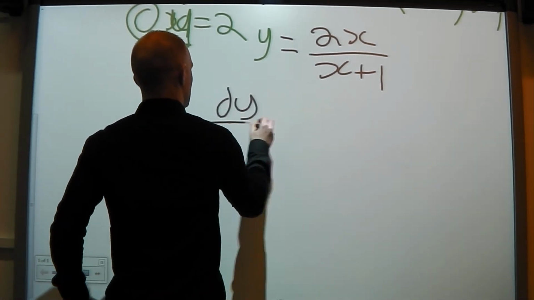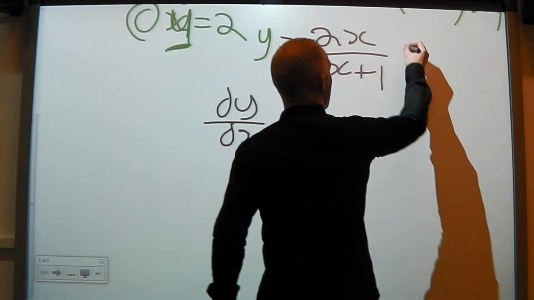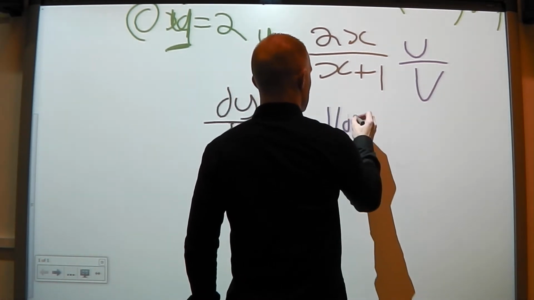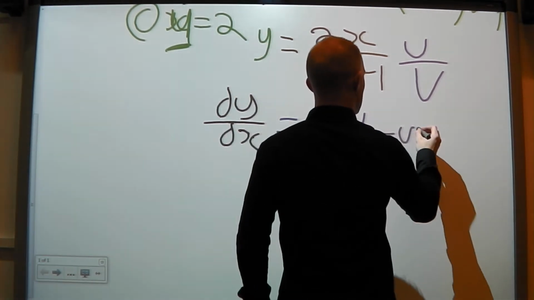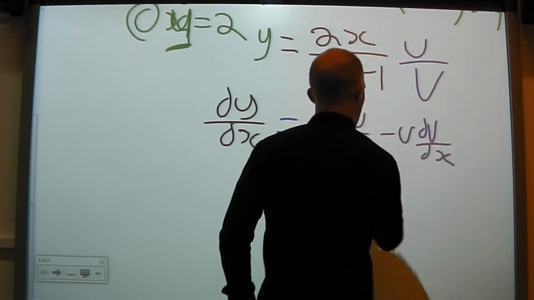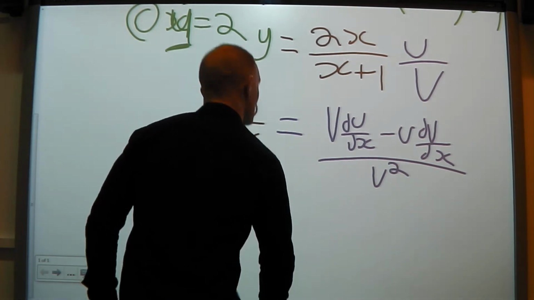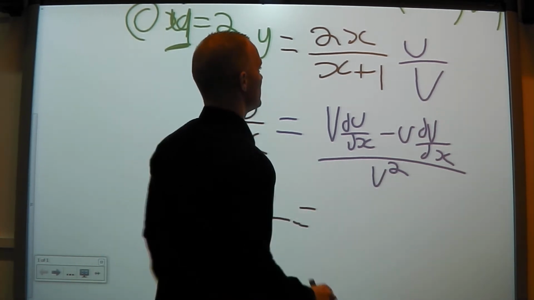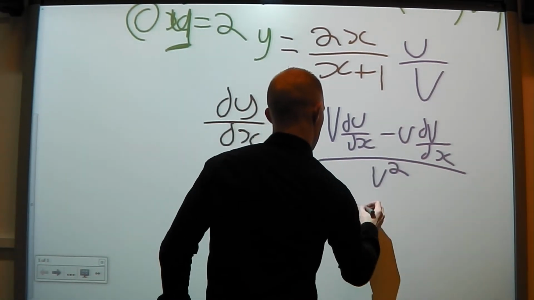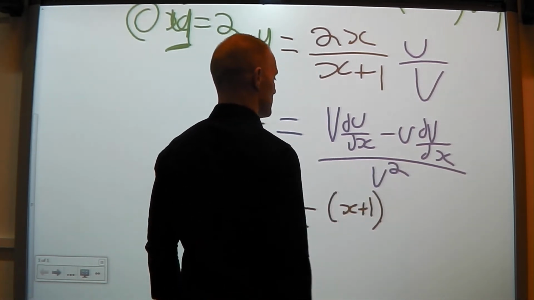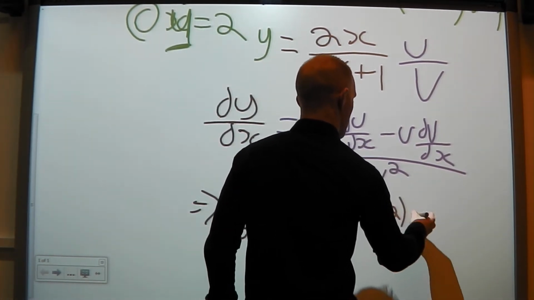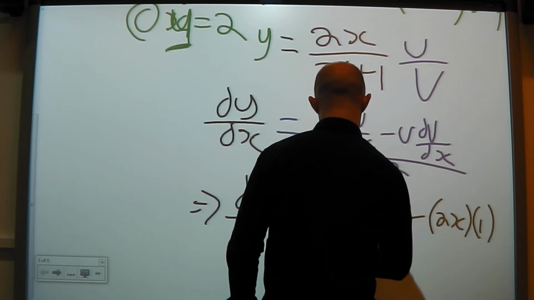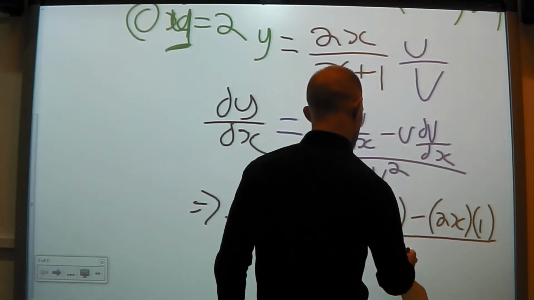So dy/dx. Now we'll let this equal u over v. Now you should know this: dy/dx is equal to v times du/dx minus u times dv/dx, all over v squared. So that implies dy/dx is equal to v, which is x plus 1, times du/dx, which is just 2, minus u, which is 2x, times dv/dx, which is just 1, all over v squared, which is x plus 1 all squared.